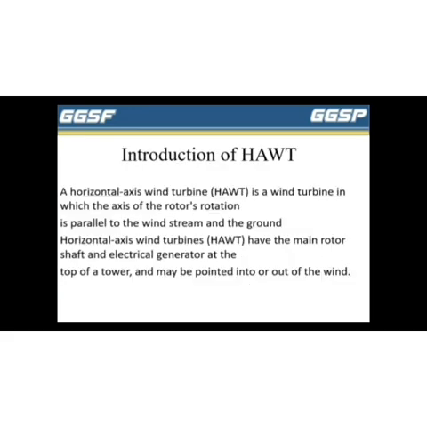Introduction of horizontal axis wind turbine. A horizontal axis wind turbine, that is HAWT, is a wind turbine in which the axis of the rotor's rotation is parallel to the wind stream and the ground. Horizontal axis wind turbines have the main rotor shaft and electrical generator at the top of a tower and may be pointed into or out of the wind.